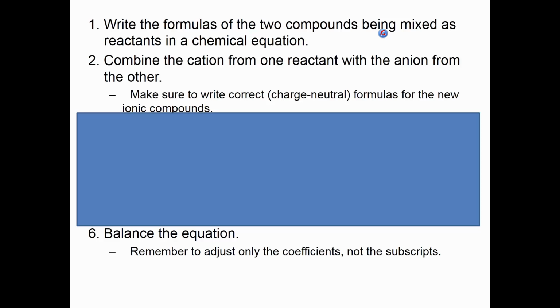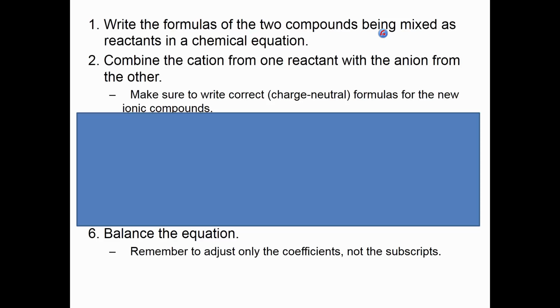So the first step is to write the formulas of the 2 compounds being mixed as reactants in a chemical equation. You may be given the question such that it is already shown in this way. But you might be given the question in terms of their names, and you would need to be able to take their names and write their formulas, because that's something we talked about already, and that's something I would expect you to be able to do.